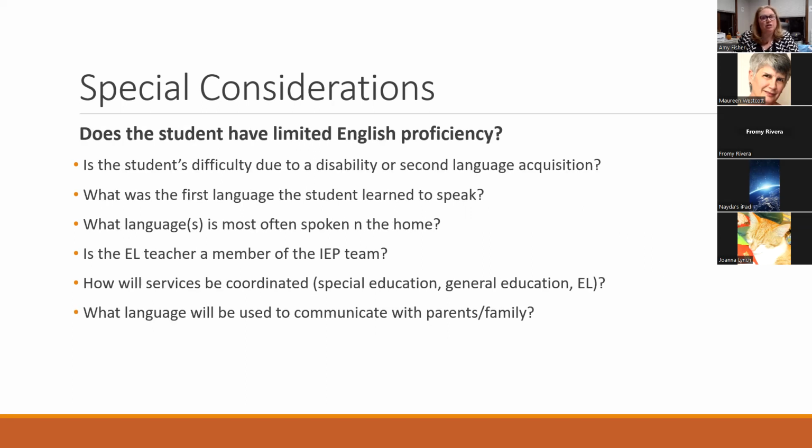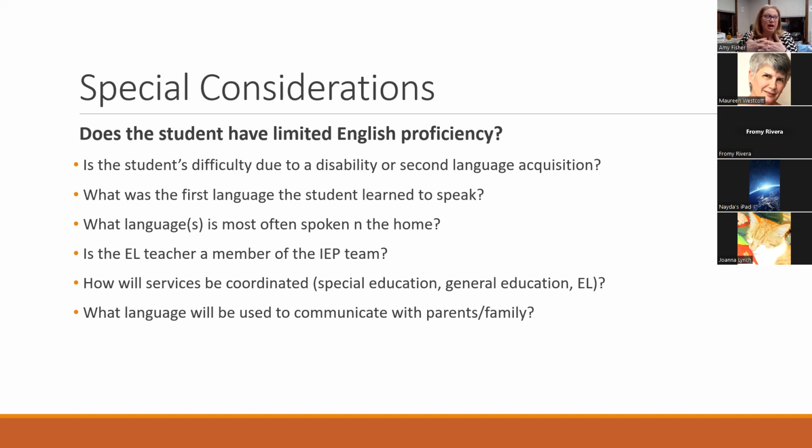The next question at the beginning of the IEP is, does the student have limited English proficiency? This question exists to make sure that we are not diagnosing a learning disability or other disability when the difficulty is really related to the acquisition of a second language. And so if we have a student who is truly an English language learner, we want to make sure that we are supporting them in acquiring their second language and not confusing that with a potential disability.